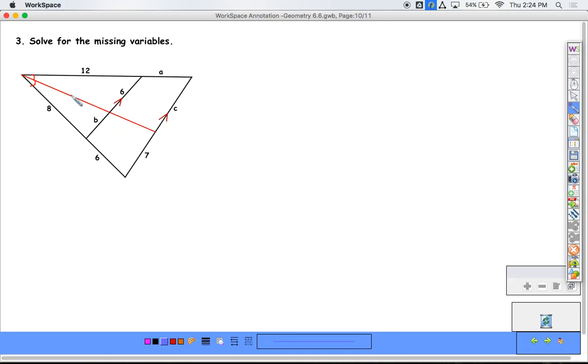If we use that first theorem with the parallel lines, then we can say that 12 over A equals 8 over 6. So then 72 equals 8A. So A would equal 9. So we can put a 9 here now that we know what that is. Then we got to figure out B and C.